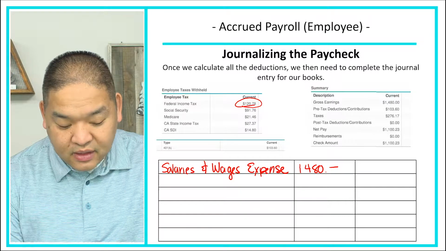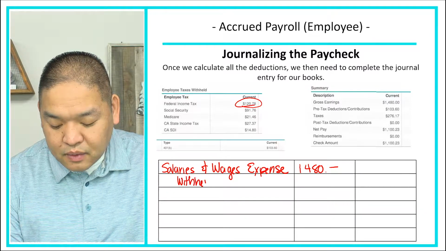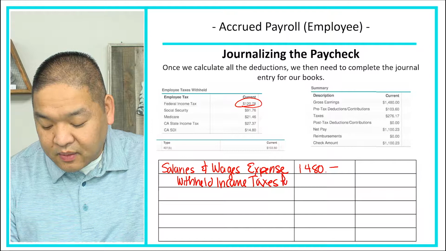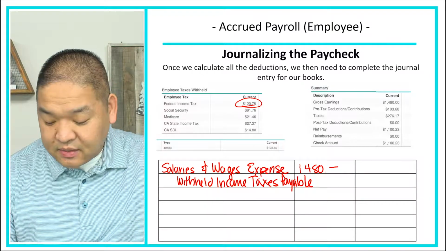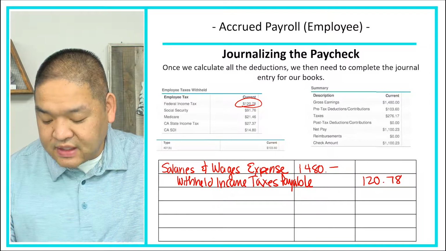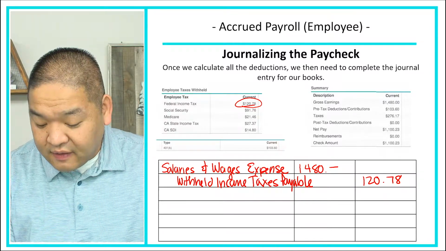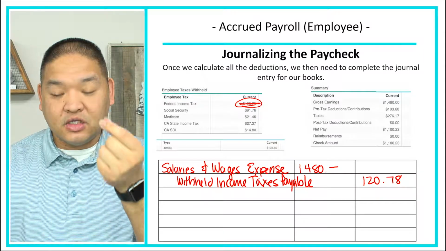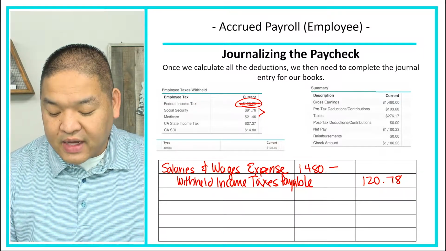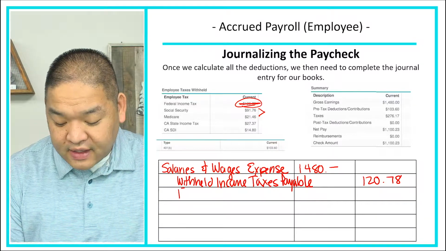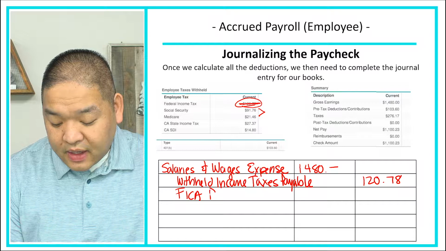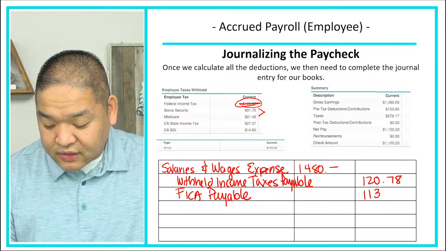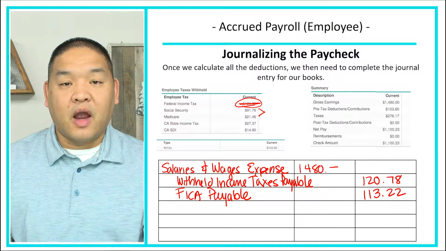So I'm going to credit a liability called withheld income taxes payable, and that's going to be in the amount of $120.78. All right, so that takes care of the federal income tax. Now we've got FICA. So FICA is Social Security and Medicare. So we're going to add up the 91.76 with the 21.46, and we're going to credit FICA payable in the amount of $113.22.